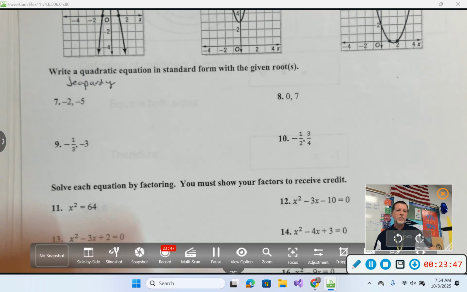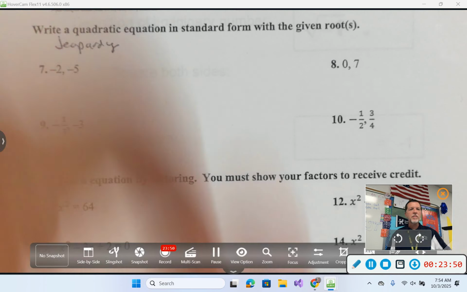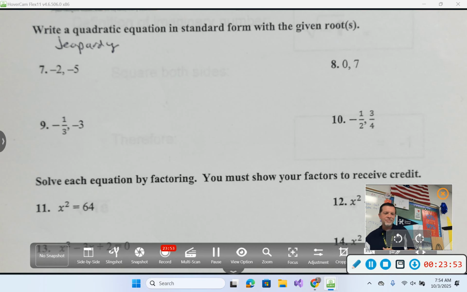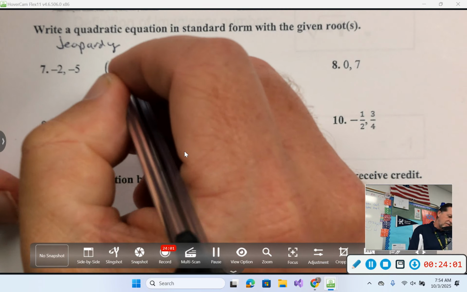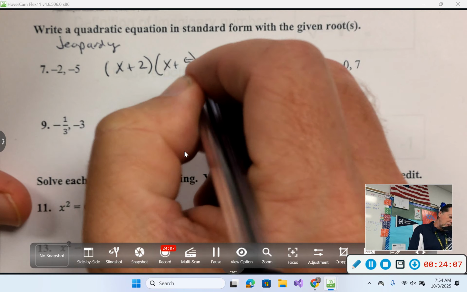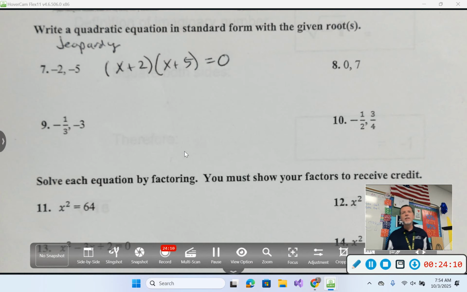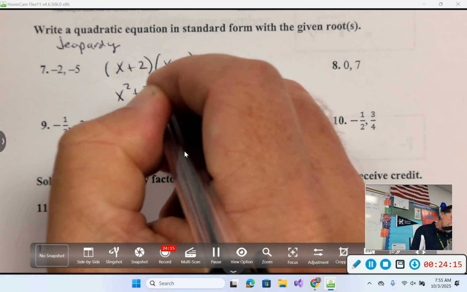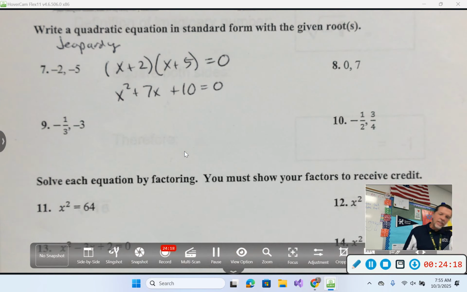So why don't you try number 7? Make sure we can go backwards. Number 7. I should hold up the Jeopardy music while you work on number 7. Surely you could finish it in the time that the Jeopardy theme song plays. X squared plus 7x plus 10 equals 0.